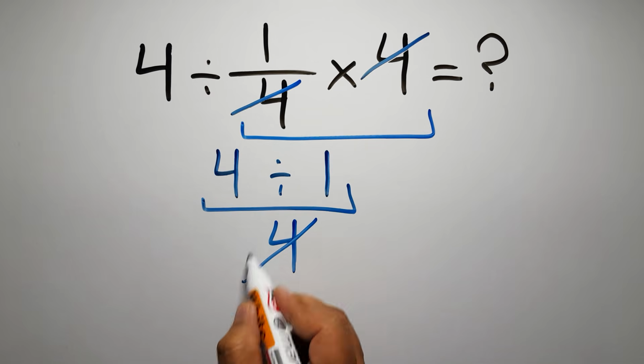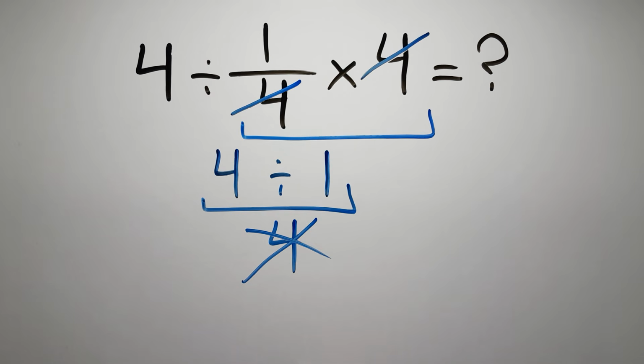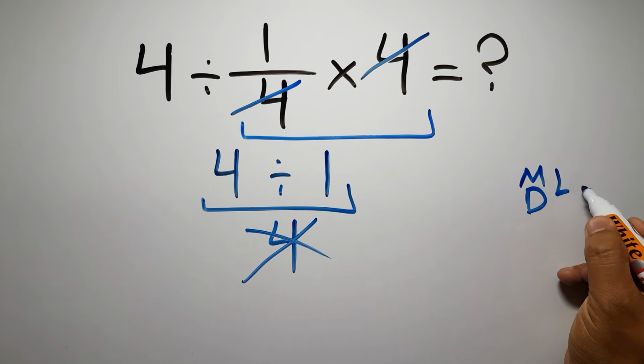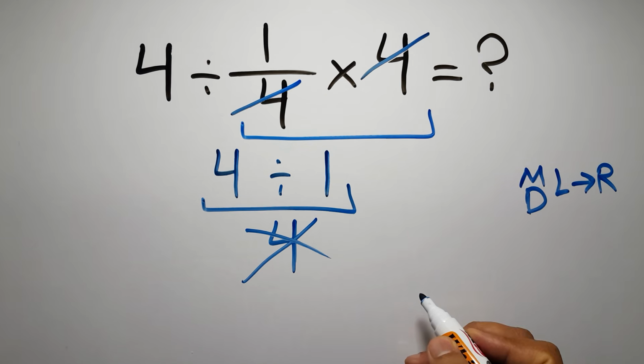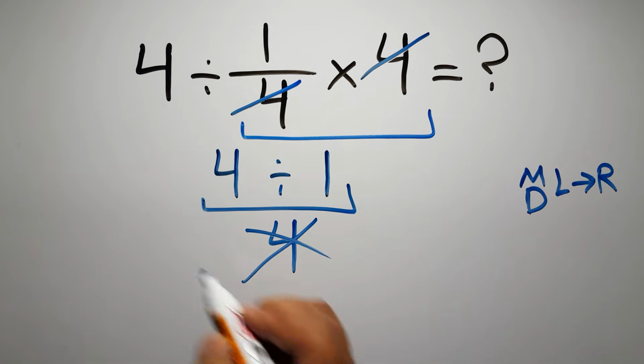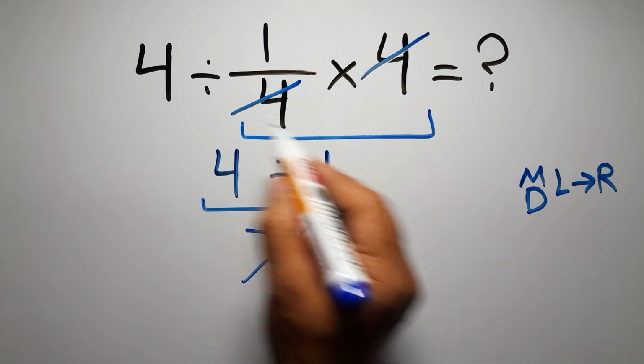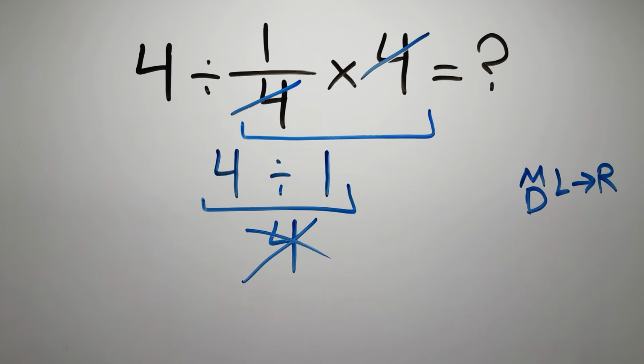But this answer is not correct, because according to the order of operations, multiplication and division have equal priority, and we have to work from left to right. So here first we have to do this division, then this multiplication. If we do this multiplication before this division, it is wrong.